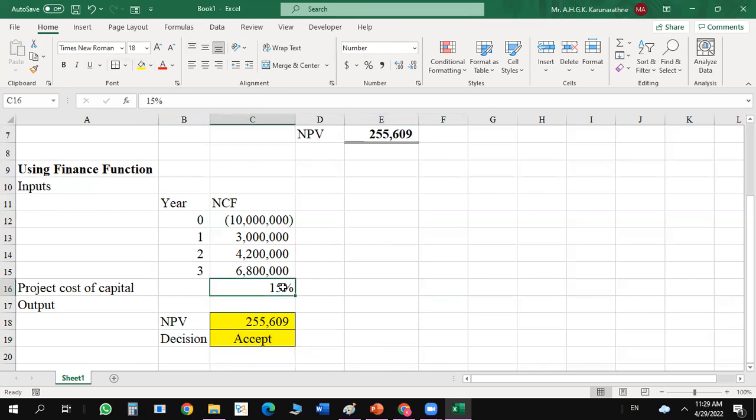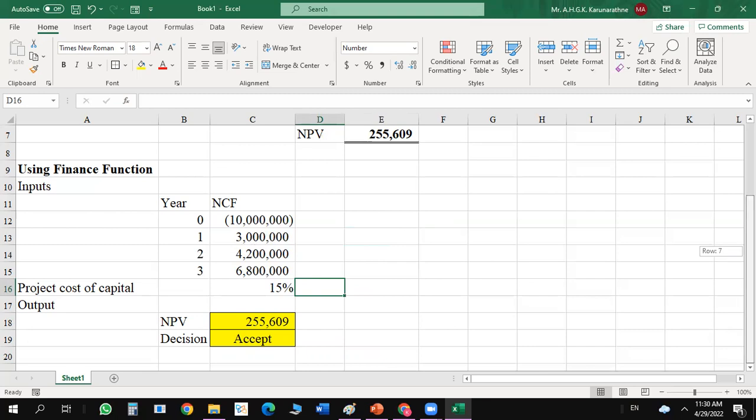Right, if you want, you can apply tool buttons. Spin buttons, scroll buttons, and increase this project cost of capital that you all know, right? Can increase, decrease the capital balance, scenarios, right? Okay, so this is how we can compute NPV, right?